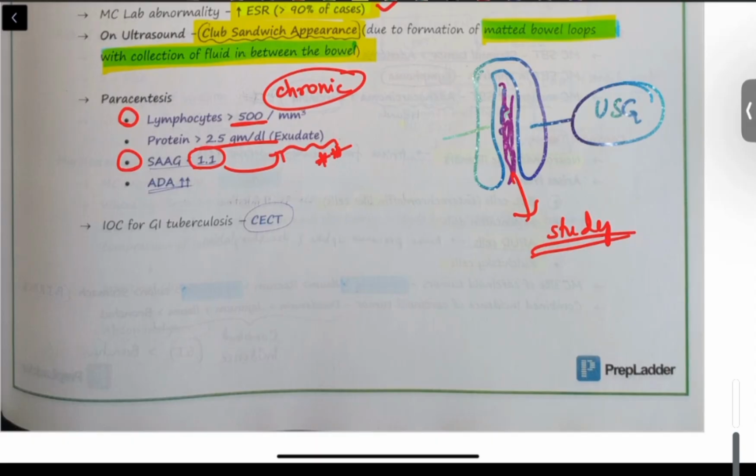If SAAG is more than 1.1, it will be a transudate. Okay, and adenosine deaminase will be increased. This is all typical to TB only. So in case of GI TB also, we should do a workup similar to pulmonary TB. Okay, same findings will be seen in case of paracentesis. So investigation of choice again being CECT.